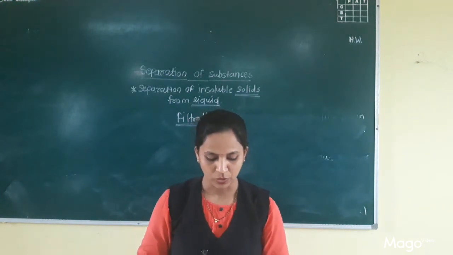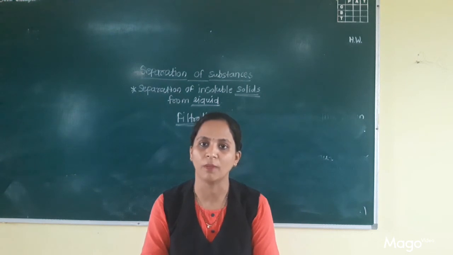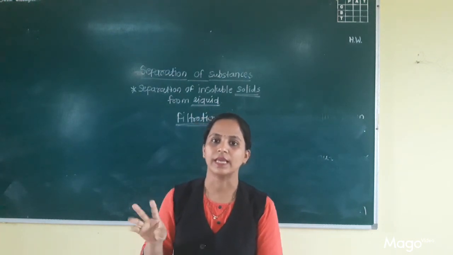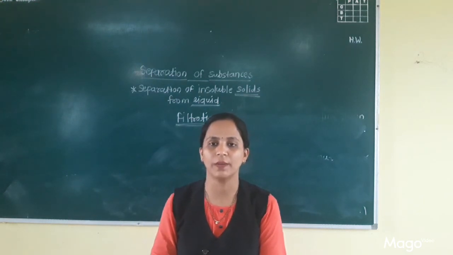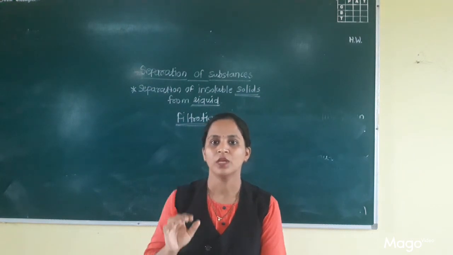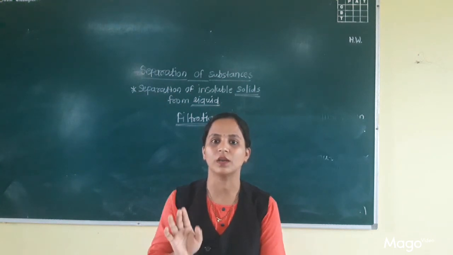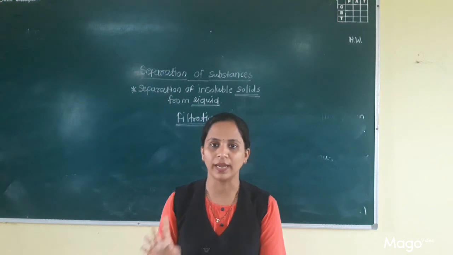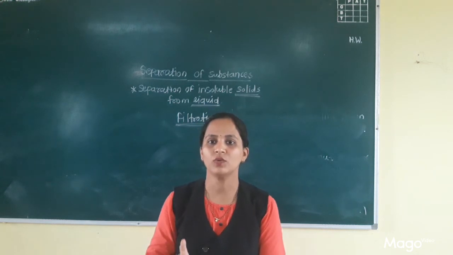Whatever is collected on the filter paper is called residue. So today we have discussed 3 methods for separation of insoluble solid from liquid. First is sedimentation, second is decantation, and third is filtration. What is sedimentation? In sedimentation, the heavier insoluble particles settle down at the bottom and form sediment, and the upper layer is clear water. What is decantation? Pouring off the upper layer of clear water after sedimentation without disturbing the sediment is called decantation. And what is filtration? The separation of insoluble particles from the mixture by using a filter or filter paper is called filtration.